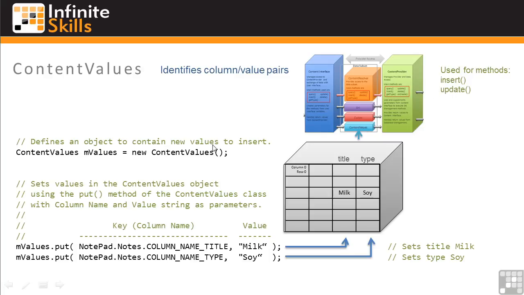In the code sample shown here, first a content values object is instantiated, and next the put method of the content values class is used to add pairs of values where the title is matched with milk, here and here, and the type is matched with soy. The rows operated on would be determined by other parameters, the URI or the selection parameters.